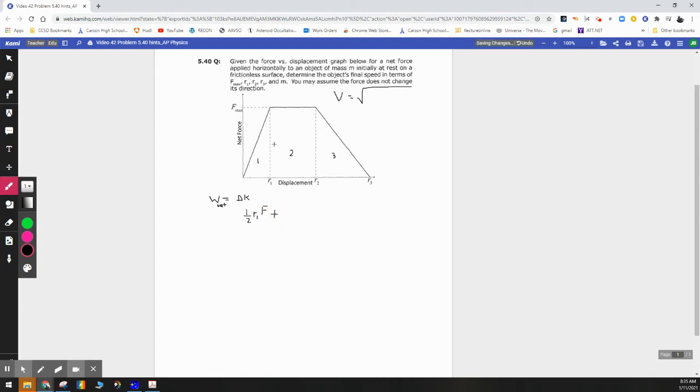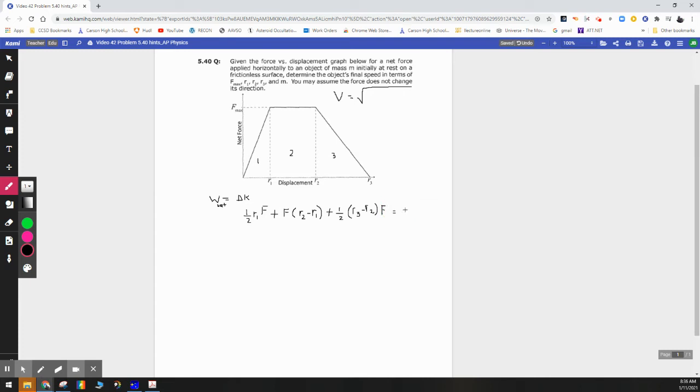Area 2 is just a rectangle, length times width, so it's the height, force F, times R2 minus R1. And we have to add this area here, which is another triangle, so it's going to be 1/2. Now the base is going to be R3 minus R2, and the height is the force F. And this has to equal the change in kinetic energy.